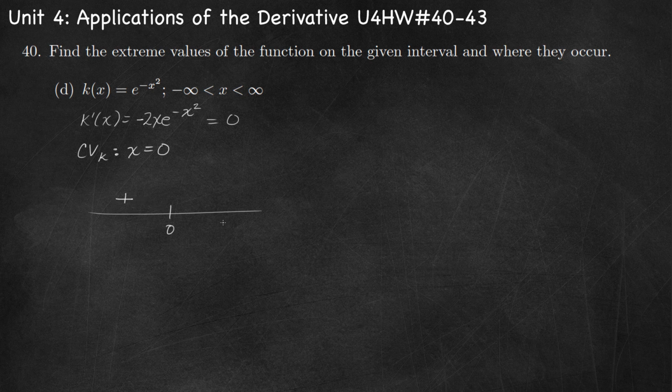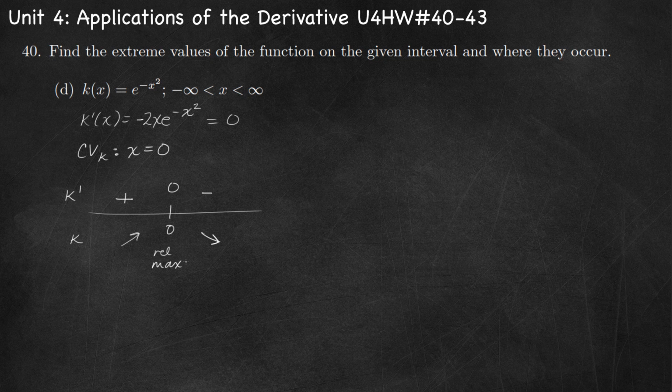If I use 100 as a test point, negative 2 times 100 is negative. E to the negative 100 squared is positive. Negative times positive is negative. So k prime changing from positive to negative means k is changing from increasing to decreasing. So we have a relative max at x equals 0, since the value of the derivative at 0 is 0, and the derivative is changing from positive to negative.